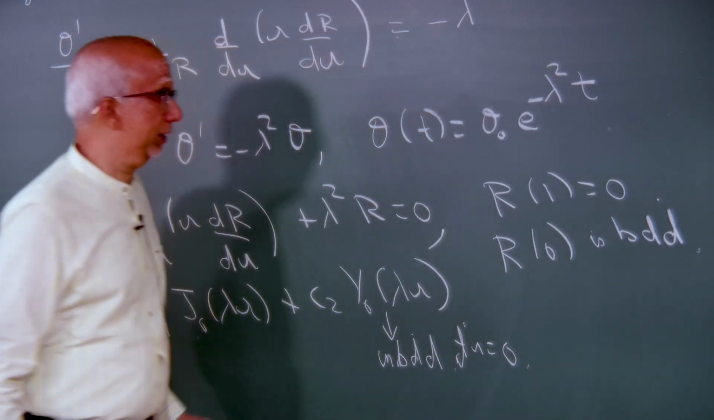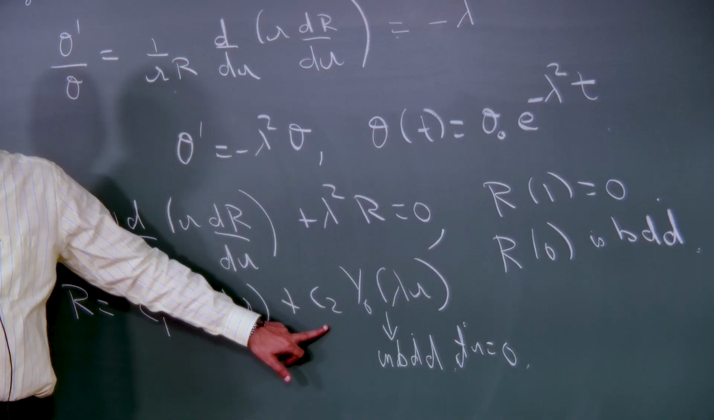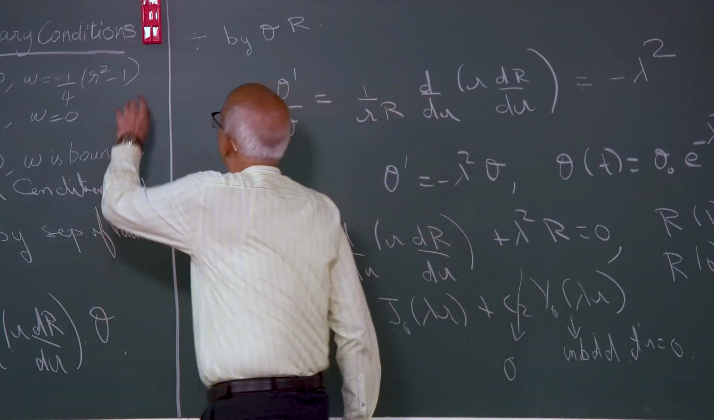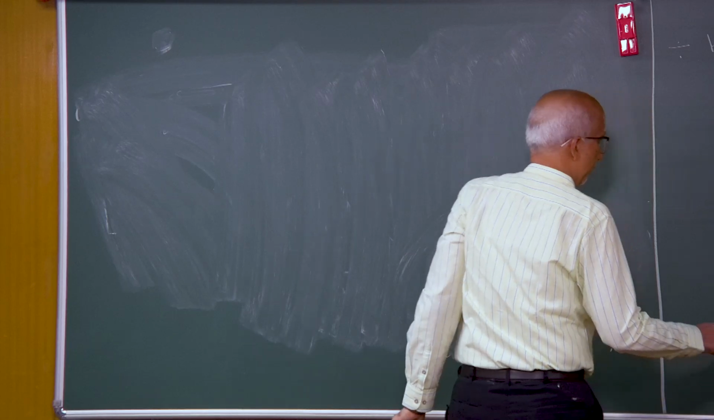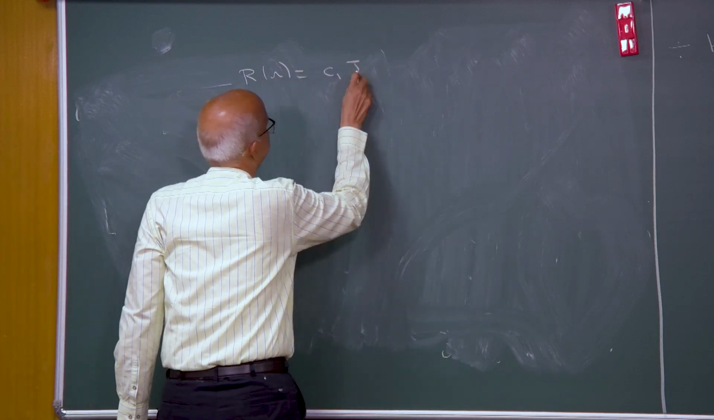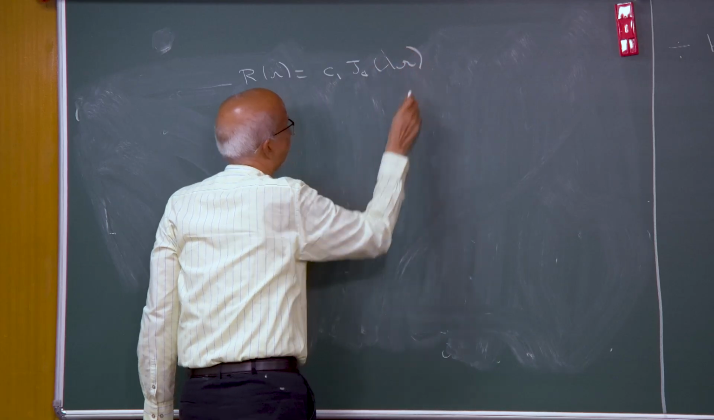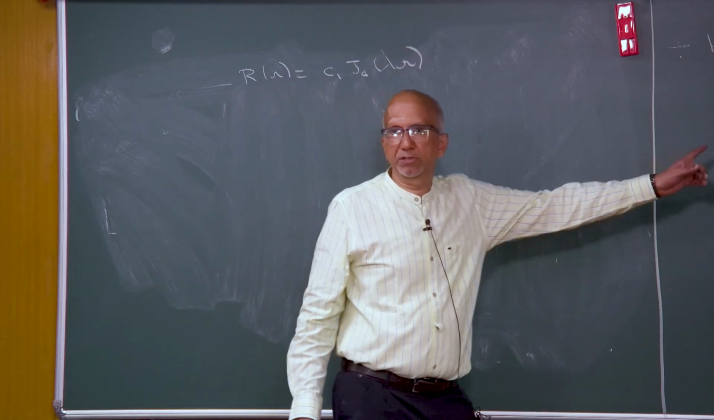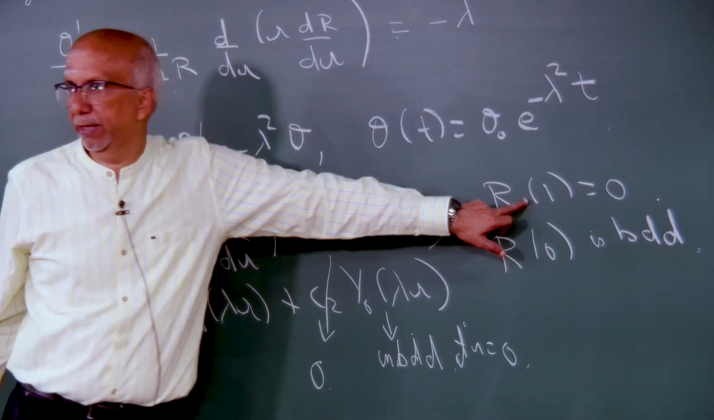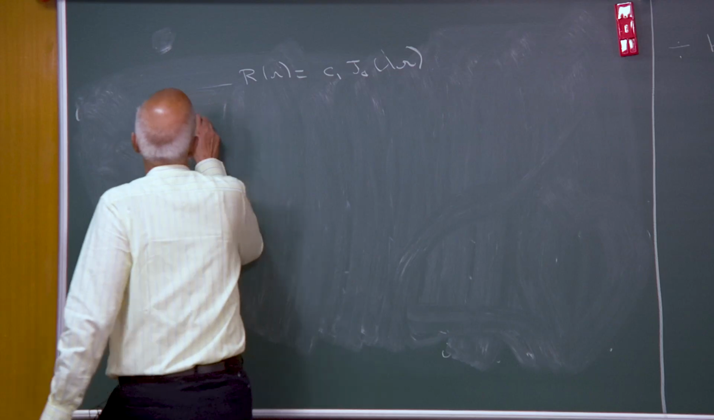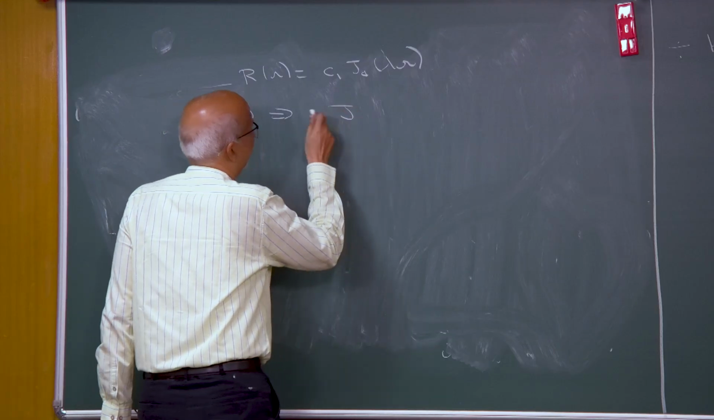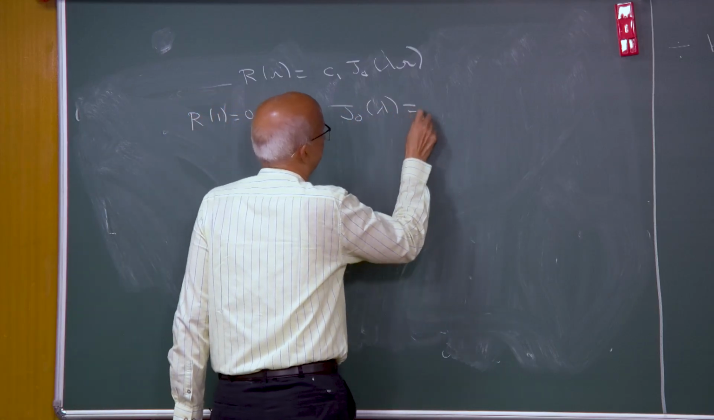Unbounded means it goes to infinity at r equal to 0. Since my solution has to be bounded, I put C2 equal to 0. Therefore, C2 must be 0, and so R of r is equal to C1 J0 of lambda r. And how do you find the constant lambda? You have to satisfy this boundary condition, R of 1 must be 0. So R of 1 equals 0 implies C1 cannot be 0, so J0 of lambda must be 0.